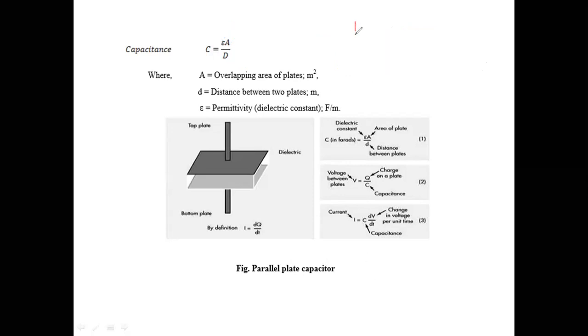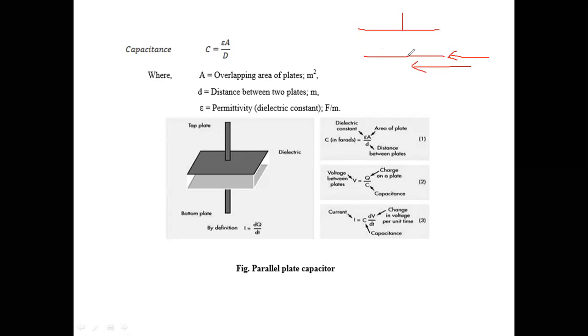Or let us suppose this is the first plate of a capacitor and it is a fixed plate, and this plate is a movable plate. For example, I want to measure displacement. Again, displacement I want to measure. So what will I do? I will apply displacement like this to this movable plate. If displacement is in this direction, then what will happen?